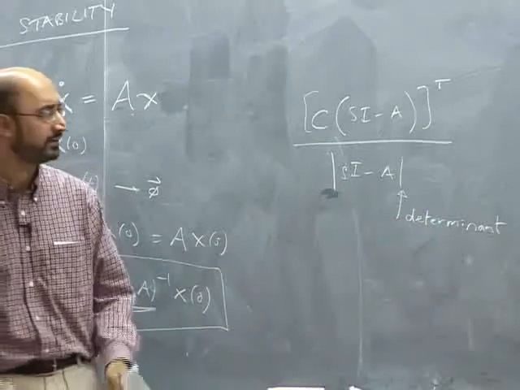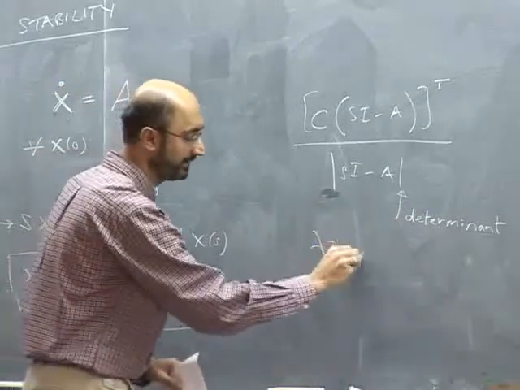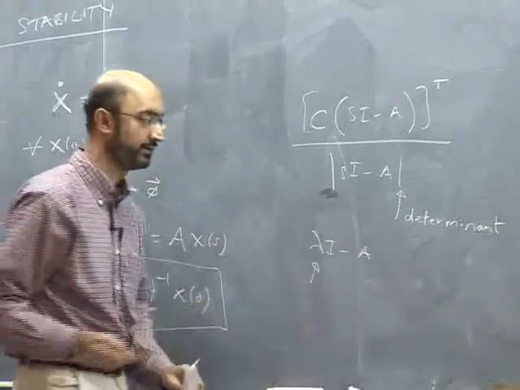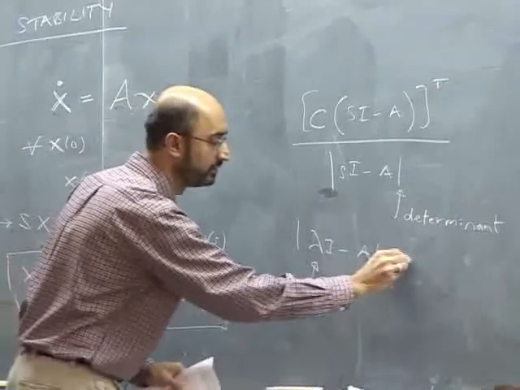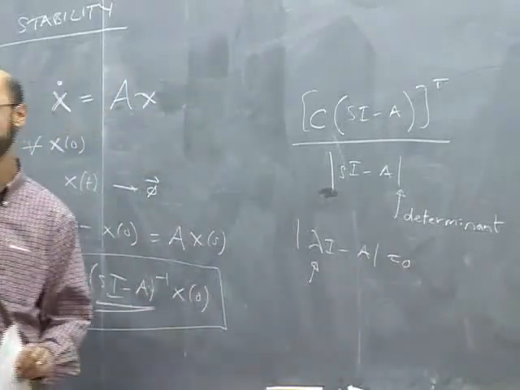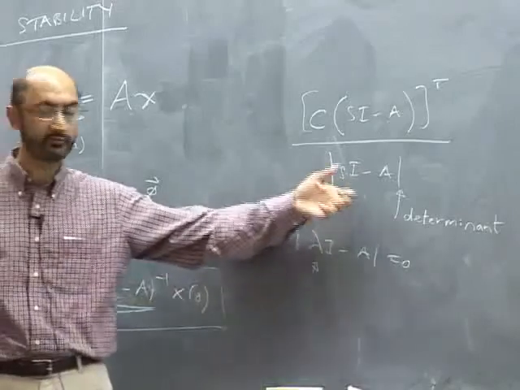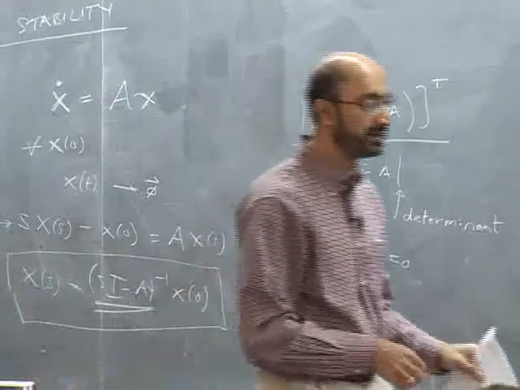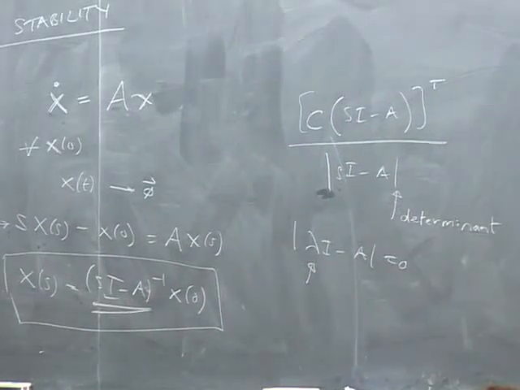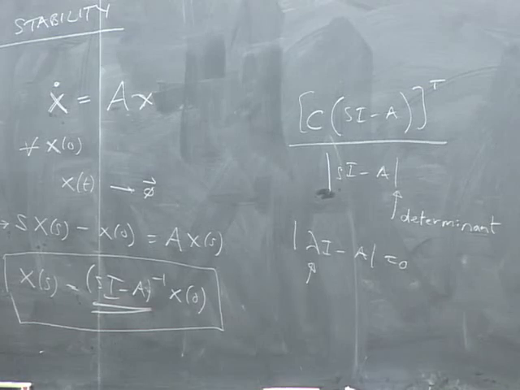Of course, there we write lambda I minus A, and the values of lambda for which the determinant of lambda I minus A equals 0 are the eigenvalues. In the same case, the values of s are of course the eigenvalues of A. And so we can take any equation and just look at its characteristic equation and say basically how it's going to behave in terms of zero input stability.